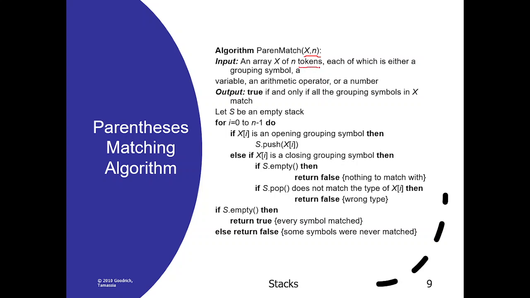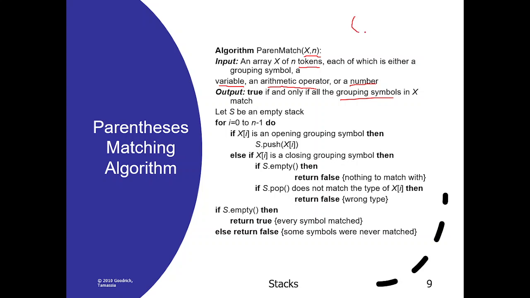Token is basically a string, so an individual symbol or a group of symbols, but those symbols should be contiguous. The symbols can be variables, arithmetic operators, maybe keywords, though usually they are variables, arithmetic operators, numbers, or these grouping symbols.